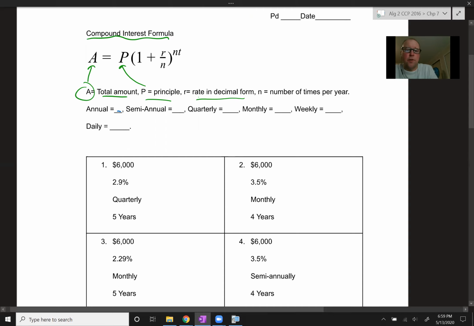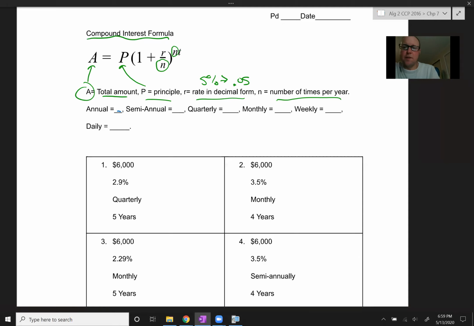R is what we're used to. It is in decimal form. So remember, 5% means 0.05; we're moving two places. N is the new thing. That is the number of times per year. Notice it's in two locations. And then T is, of course, the time in years. So the number of years for T.